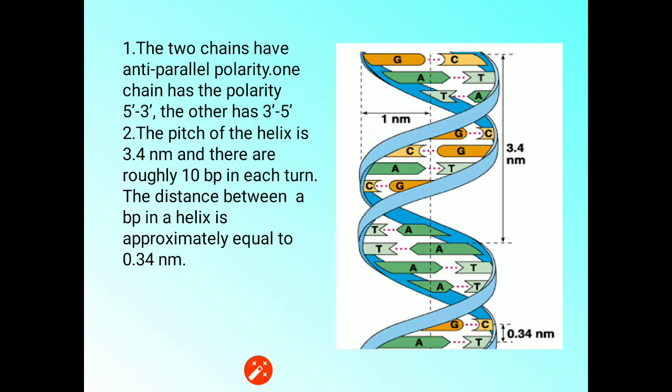The two chains have anti-parallel polarity. One chain has the polarity 5' to 3' and the other has 3' to 5'. The pitch of the helix is 3.4 nanometers and there are roughly 10 base pairs in each turn. The distance between the base pairs in a helix is approximately equal to 0.34 nm.